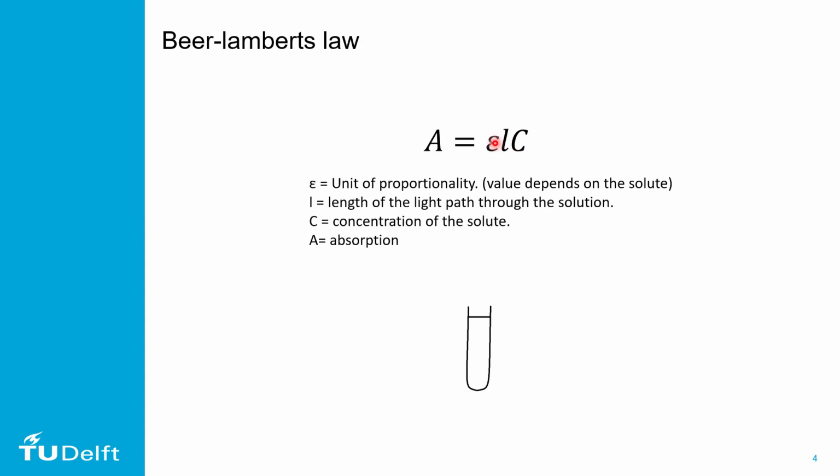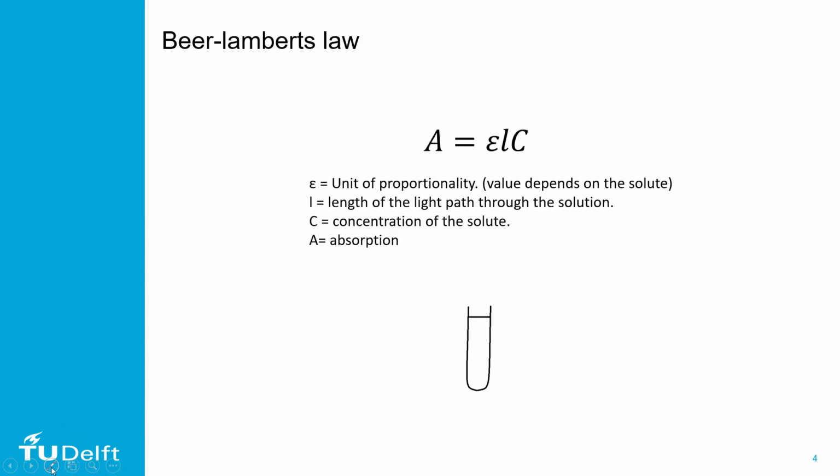There is also a proportionality factor which is dependent on the type of solute that you are measuring. And when you have all of these parameters, absorption, the epsilon, the proportionality factor, which is determined by experimental results, and the length of the light path that light has to travel through the test tube, you can calculate the concentration of the solute in the solution.